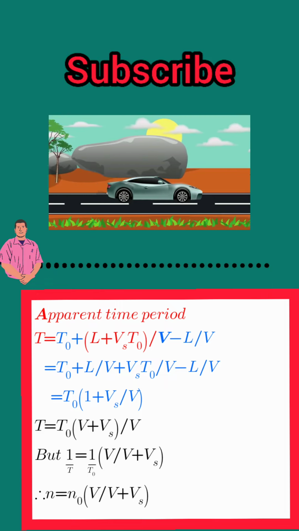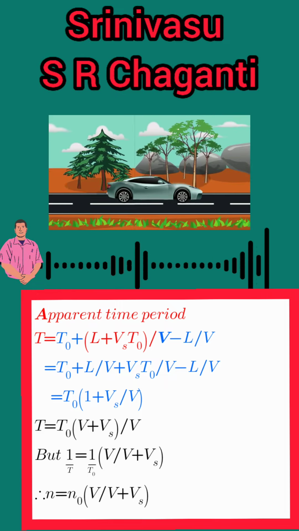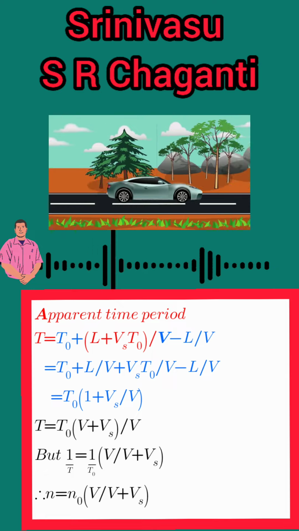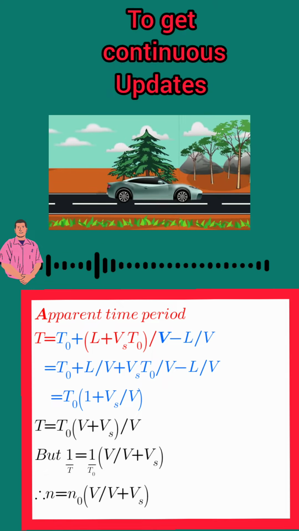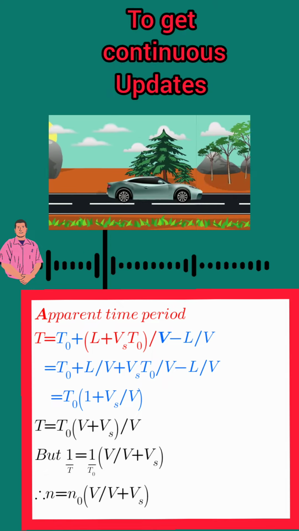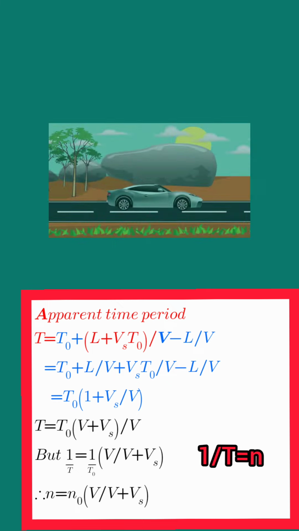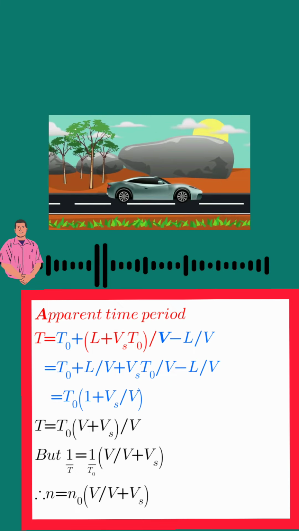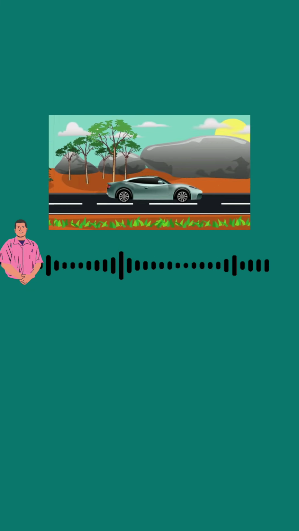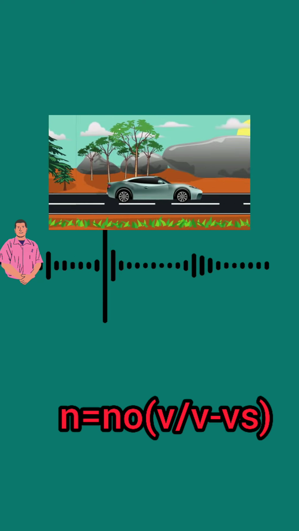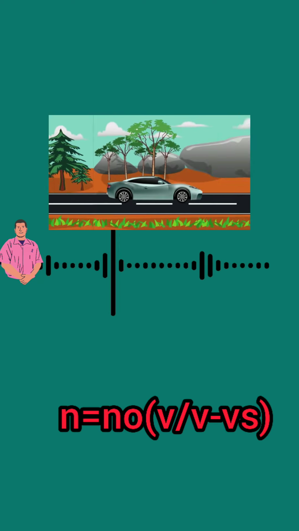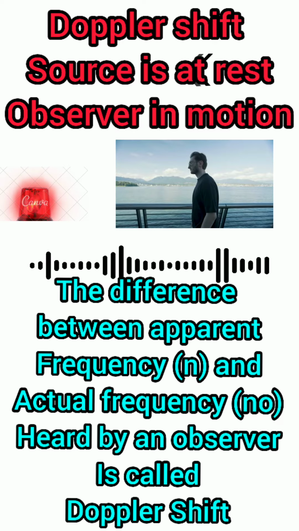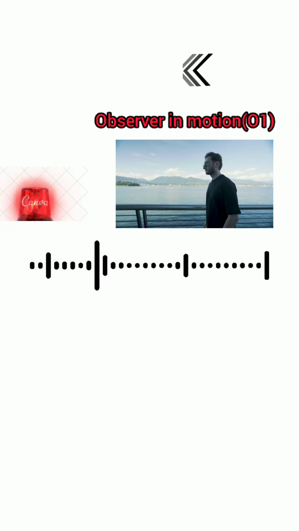Therefore, T is equal to T0 into, taking LCM V, (V plus Vs) by V, and taking reciprocal we get 1 by T is equal to 1 by T0 into V by (V plus Vs). We know that the reciprocal of time period is frequency, so n is equal to n0 into V by (V plus Vs). If the source is approaching the observer, n is equal to n0 into V by (V minus Vs). The difference between apparent frequency and the actual frequency heard by an observer is called Doppler shift.